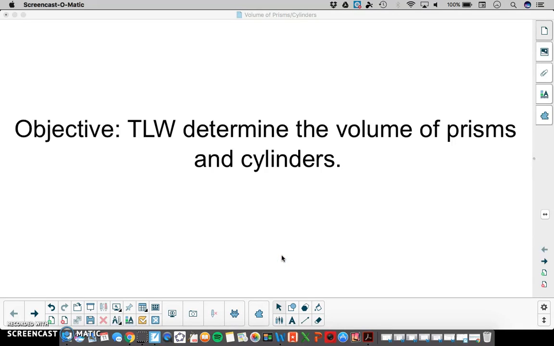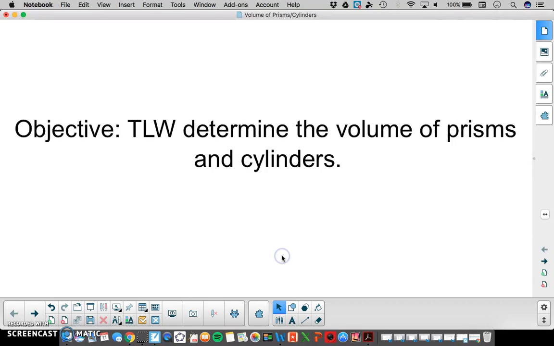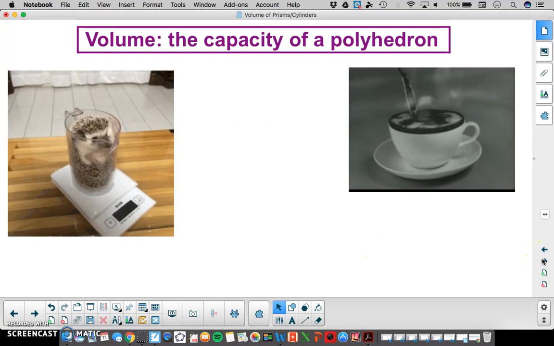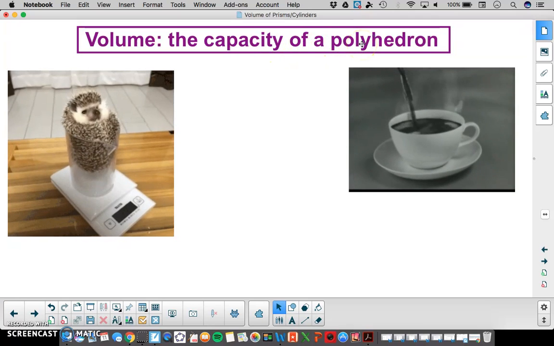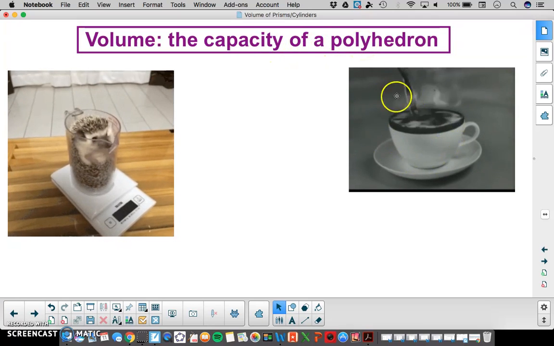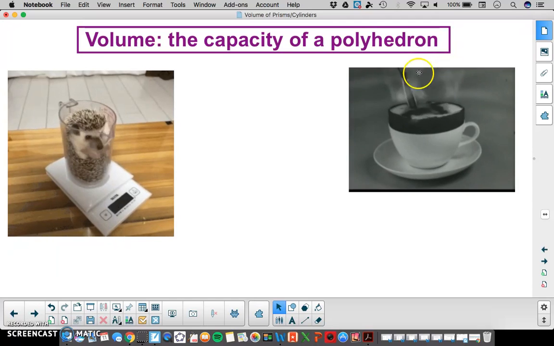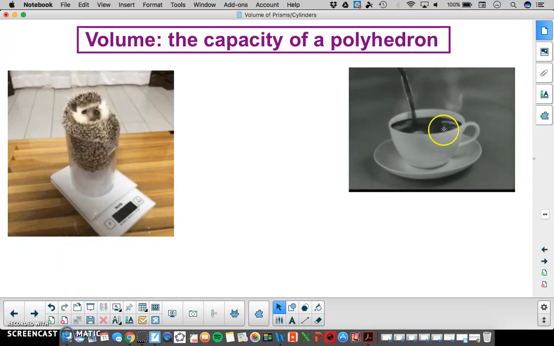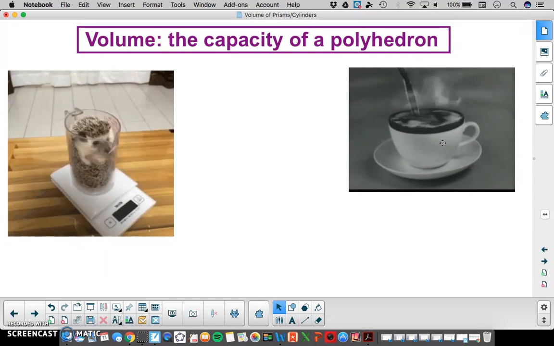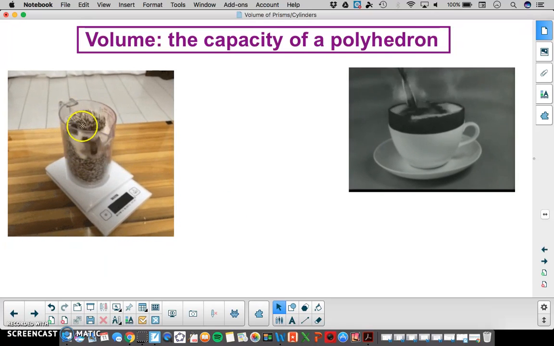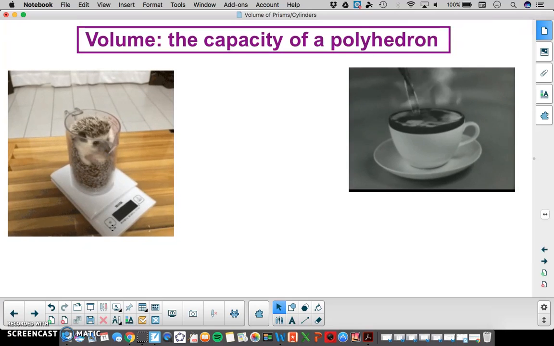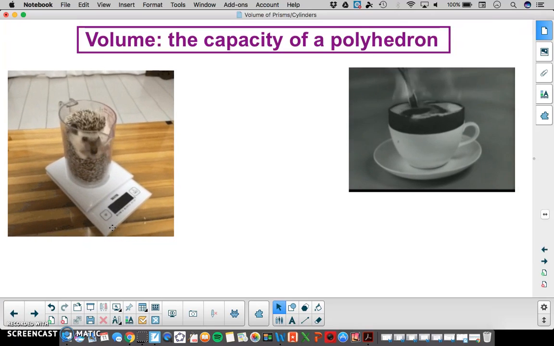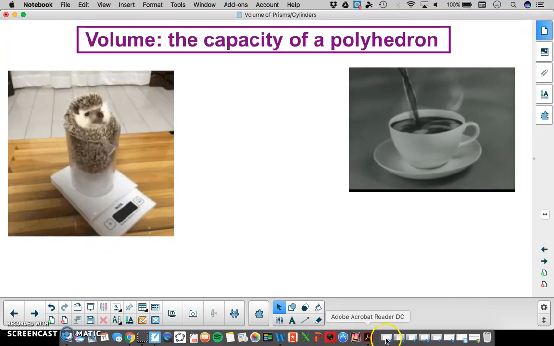In this video, the learner will determine the volume of prisms and cylinders. First, let's talk about what volume is. Volume is the capacity of a polyhedron. So, according to this little animation right here, it's how much we can fill up and put inside that object. Notice the little hedgehog fitting inside that cup. So volume is how much I can put inside that figure.